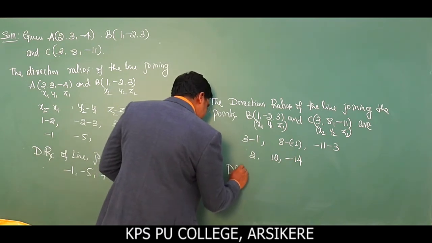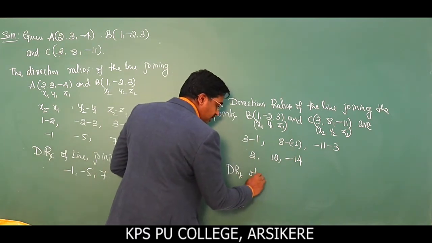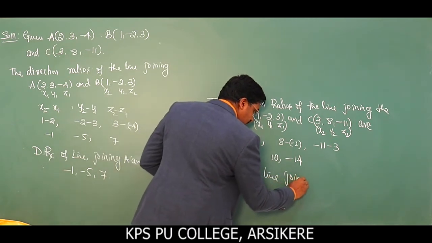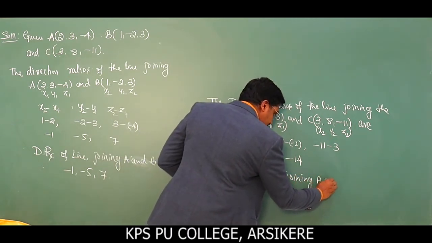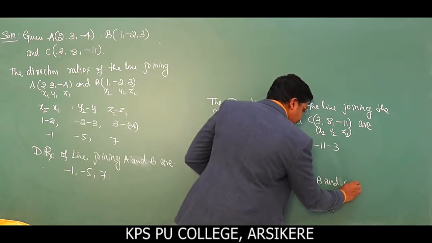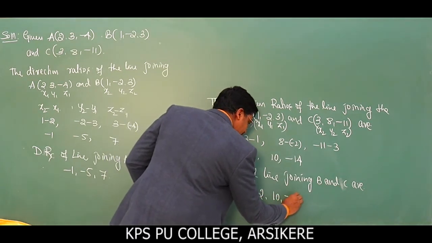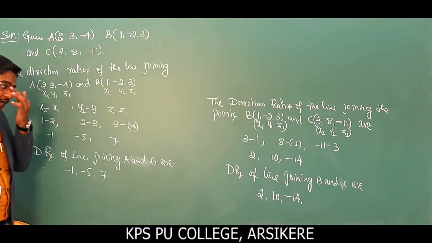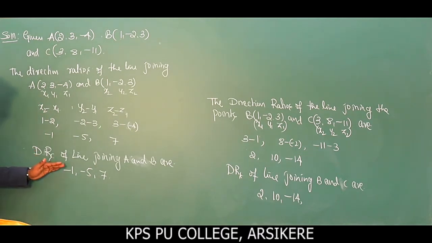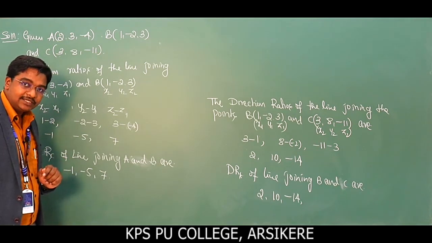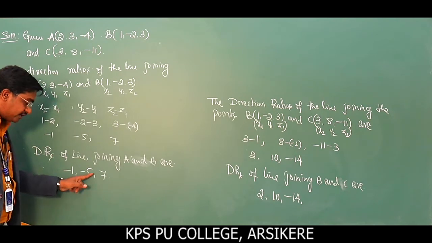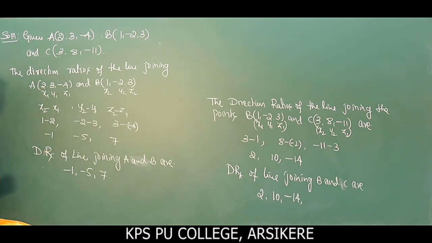Therefore, the direction ratios of the line joining B and C are 2, comma, 10, comma, minus 14. So you obtain the corresponding direction ratios. Just observe the direction ratios of AB and BC. Just observe, AB is minus 1, minus 5, 7 and BC is 2, comma, 10, comma, minus 14. So these two direction ratios are proportional.